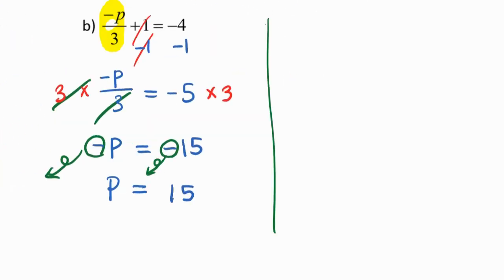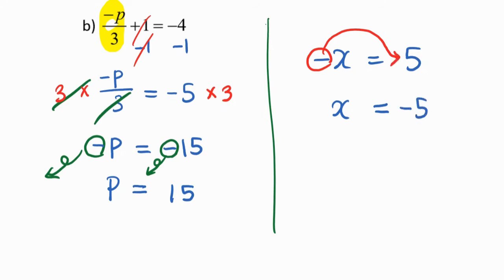Alright everyone, some students are very confused with this. I'm just going to quickly explain how to do this. Say I have negative x equals 5. To find x, we don't want to find the negative x. We want to find what x is, okay? To find x, what you do is simply move this negative sign to the other side. Then that becomes negative 5.